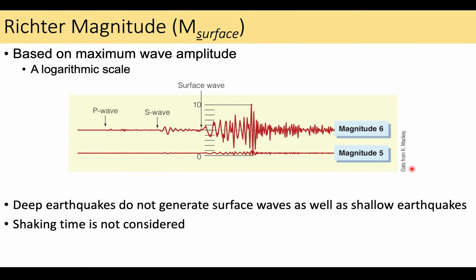Deep earthquakes, we should note, don't generate surface waves as well as shallow earthquakes. So deep earthquakes are not going to have as severe surface waves as an earthquake that starts at the surface. So that isn't measured, and the amount of time of shaking is not considered in this scale. We're only looking at the maximum amplitude, and that's it. The time it took to get to that maximum amplitude is not considered when we're looking at the Richter magnitude scale.